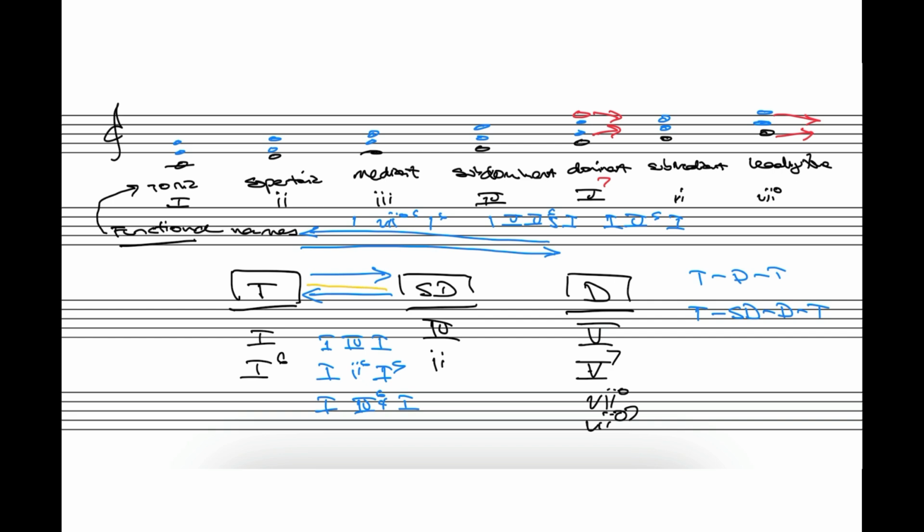When we include all three functions, we move like this: 1-4-5-1, or 1-2-6-5-5-7-1, or if we're feeling like we bought a mouthful, 1-1-6-4-2-6-5-5-4-2-1-6. The common harmonic rule that we have in common practice tonality is that we can't move from a dominant function chord to a subdominant function chord.